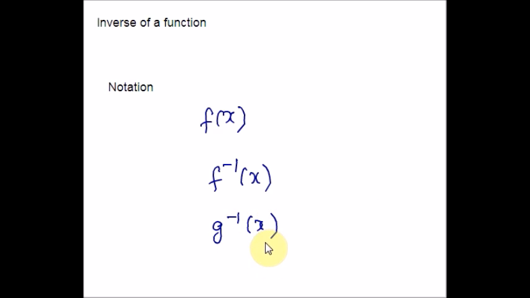Also, I would like to tell you f inverse of x is not equal to 1 over f of x. In the laws of exponents, we learned that a negative exponent is nothing but a fraction: if you move the negative exponent from the numerator to the denominator, the exponent changes into a positive one. That will not work out here. So note down that f inverse of x is not equal to 1 over f of x. It is very important not to confuse this function notation with negative exponents.